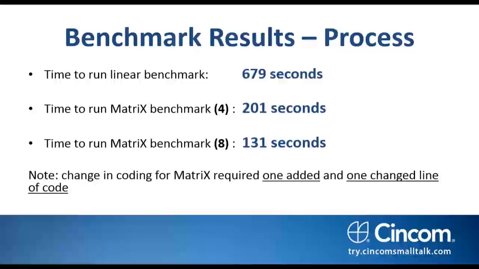So here's an example I'd like to tell you about. This example is representative of, say, doing some processing for all the customers in your customer database. When I ran this through the traditional linear means of doing this, the work took 679 seconds. When I changed it by using MatriX and four virtual processes, it dropped the time down to 201 seconds. That's over 3 times faster.